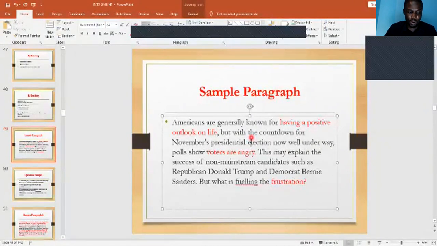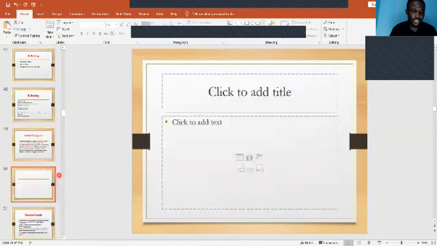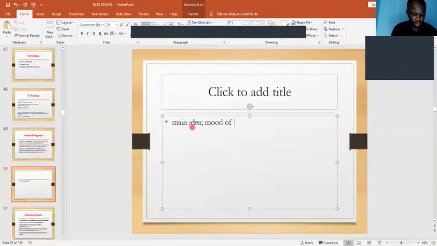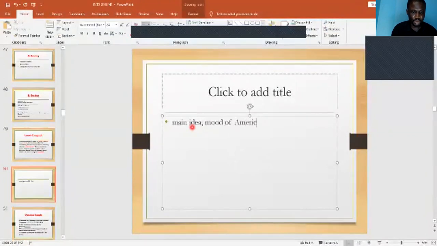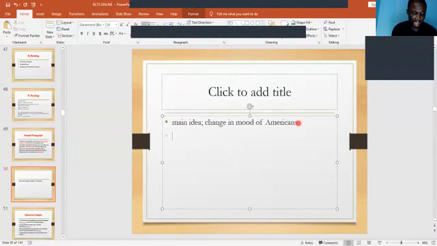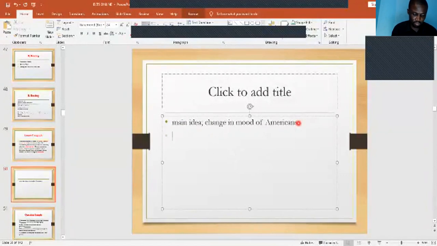So if I want to highlight, let me indicate another slide so that you can possibly know how to take a note. Main idea. It's about the mood of Americans. You can say the change in mood, Americans. So the thing is that you need to highlight it in your own words, change in mood of Americans. So what happened inside? Okay, non-mainstream politician emerging.